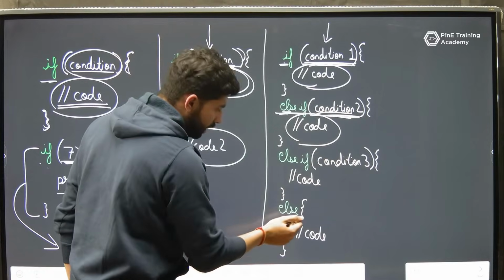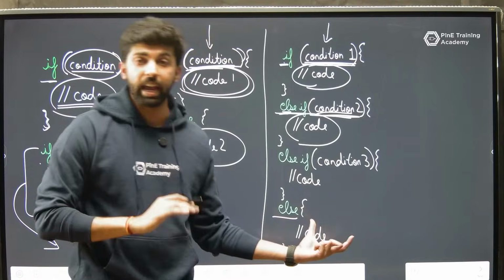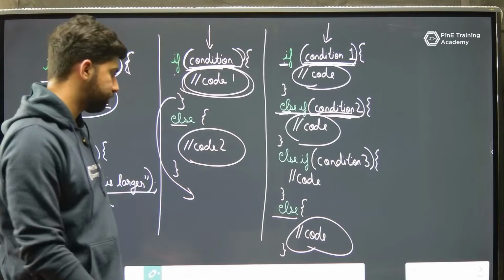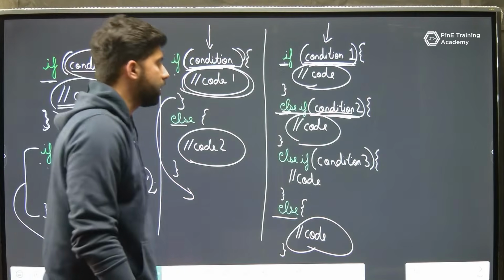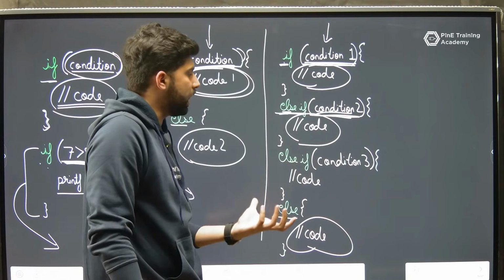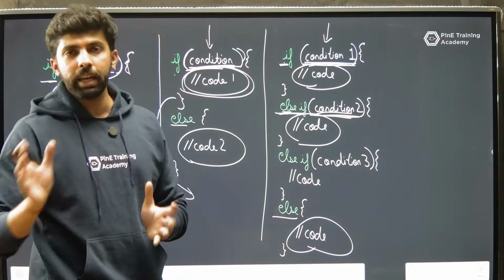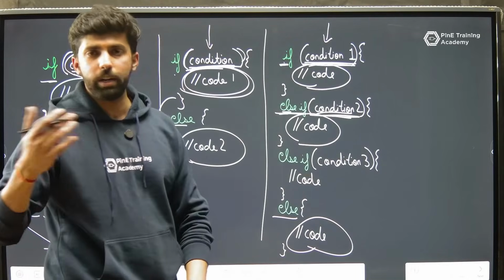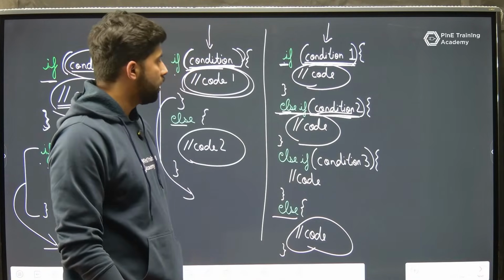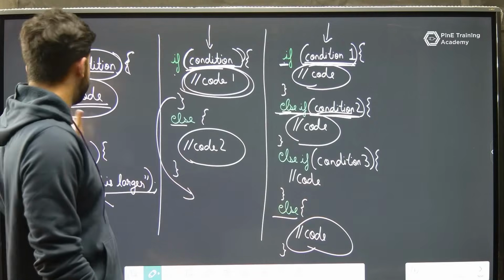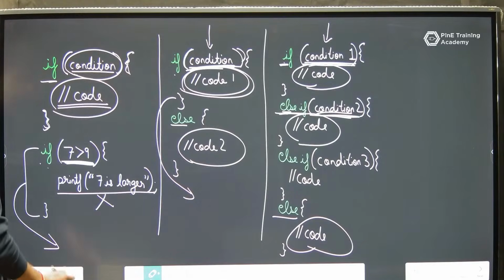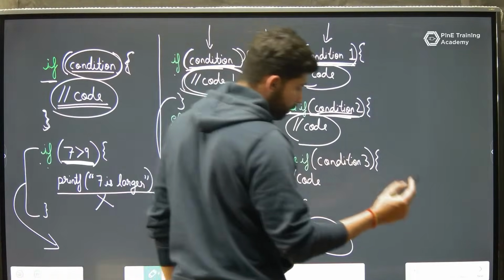If all are false, then we have else at the end, which doesn't have any condition, so we will directly execute that code. So there are multiple conditions which we can check with the help of else if, and we can use as many else if as we want, 2, 3, 5, 10, 20, depending upon how many conditions you want to check. So this is the simple if else and if else if else. Let's move ahead.